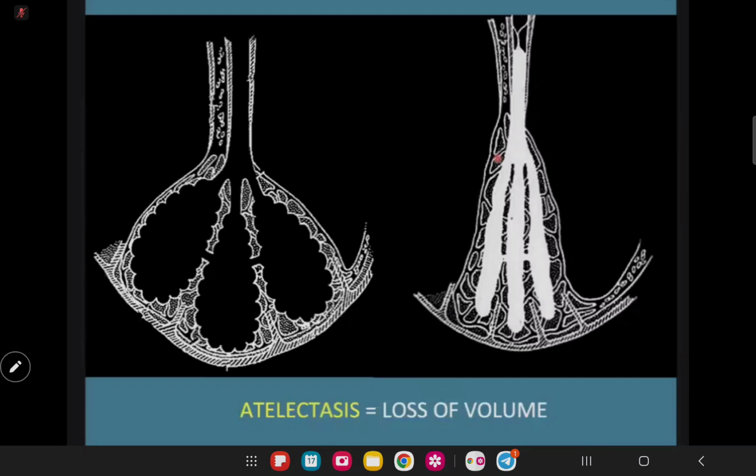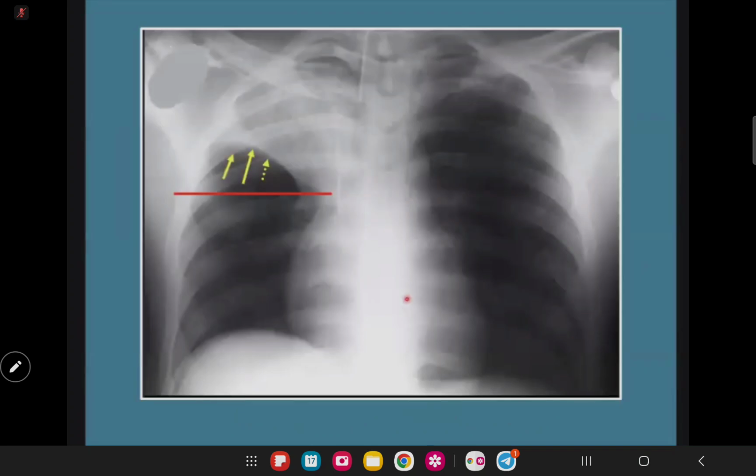Atelectasis means to say there would be loss of volume, probably because of obstruction. Maybe there's phlegm obstructing your airways, so naka-collapse siya. Volume loss. So take a look at this one. There would be deviation of your mediastinal structure to the opposite side, and then elevation or deviation of your fissures. So that's on the right upper lung atelectasis.